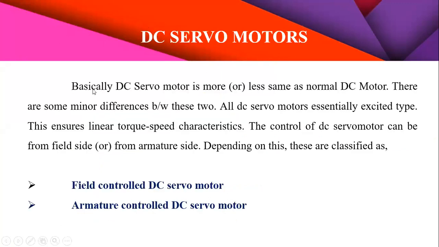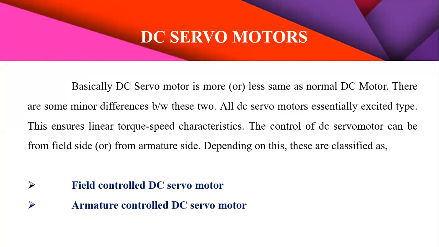Right. Basically the DC servo motor is more or less the same as a normal DC motor. From the construction point of view, these two are similar. The only difference is the way of working, and there are some minor differences between them. So let me see what these are. All DC servo motors are essentially of the excited type. Excited type means it is a separately excited motor. This ensures linear torque speed characteristics, so we get linear torque speed characteristics in this type of motor.